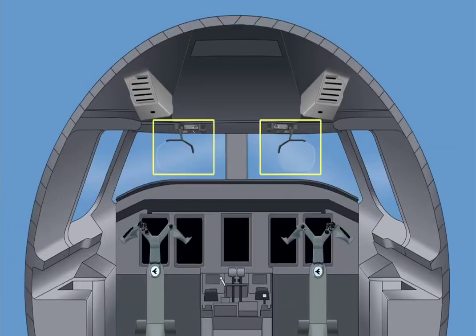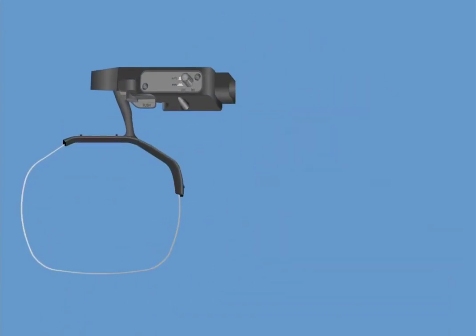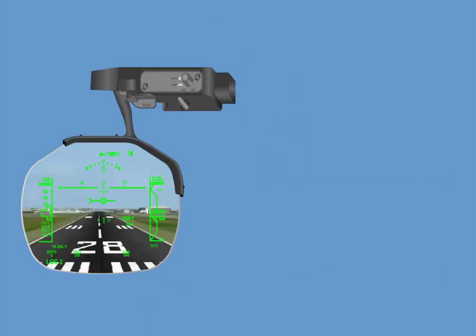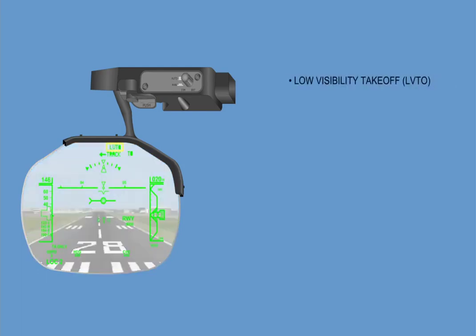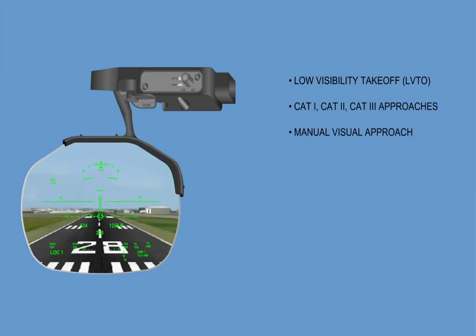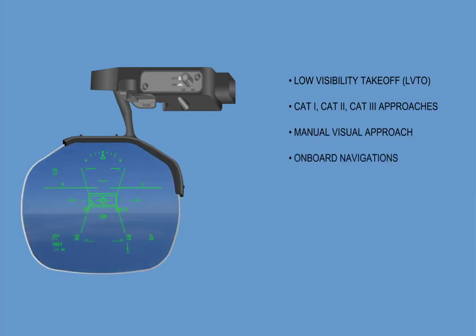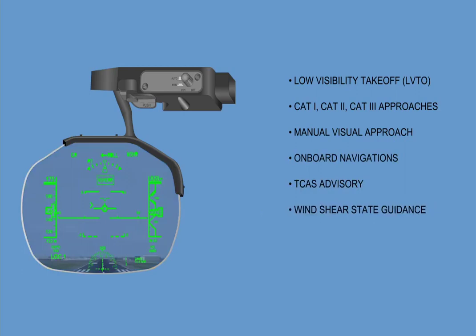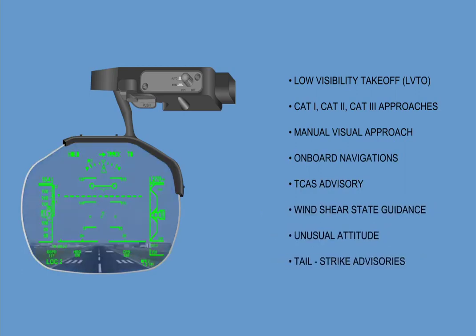The HGS is an electronic display system that generates and projects information in the pilot's forward field of view. The system displays flight and navigational data in a semi-transparent crystal screen that overlays the outside scene and supports the following operations: low visibility takeoff, LVTO, using HGS guidance, CAT 1, CAT 2, CAT 3 approaches, manual visual approach, onboard navigations, displays situational awareness information, including TCAS advisory, wind shear state guidance, unusual attitude, and tail strike advisories.